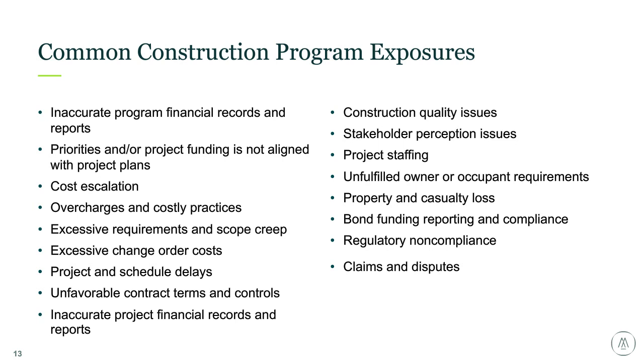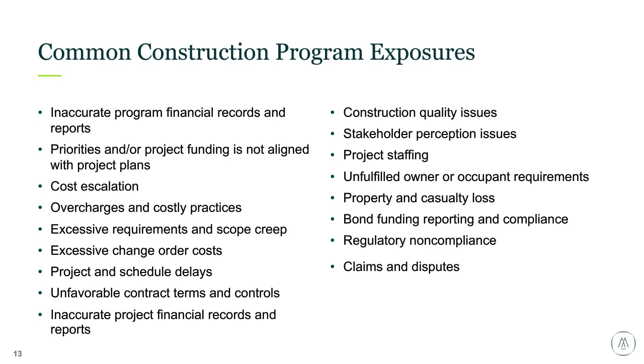Number two, priorities and/or project funding is not aligned with the project plan. Another big issue, we often find people will get large bonds and they don't have an implementation plan. Certain projects go over budget, so they can't get to everything. So what is your implementation plan? How do you prioritize projects, and how do you communicate this prioritization process with your stakeholders and end users? Three, cost escalation. How does your contract handle cost escalation for multi-year jobs? Do the terms protect you from excess cost?